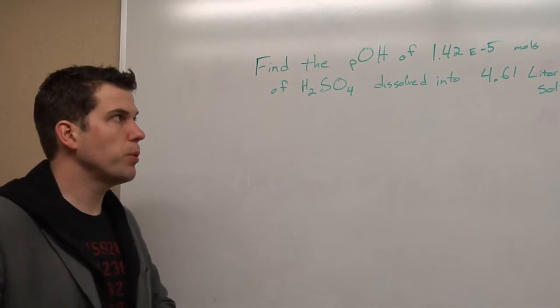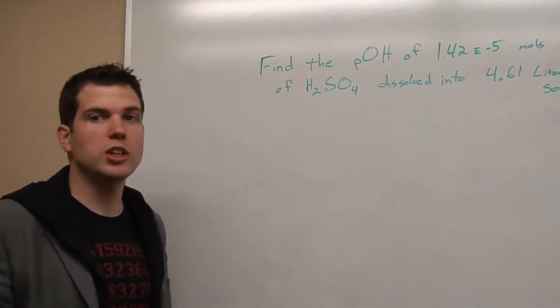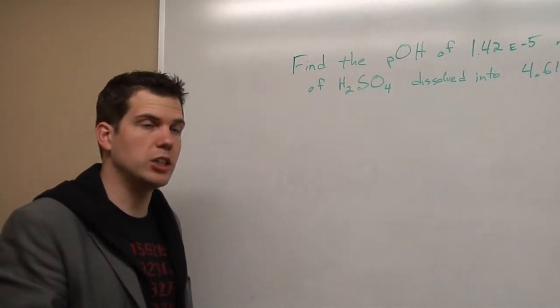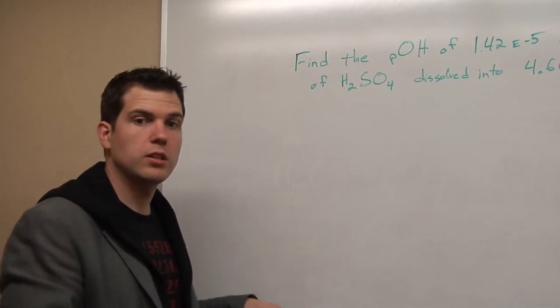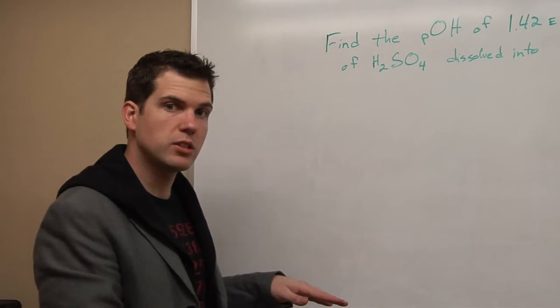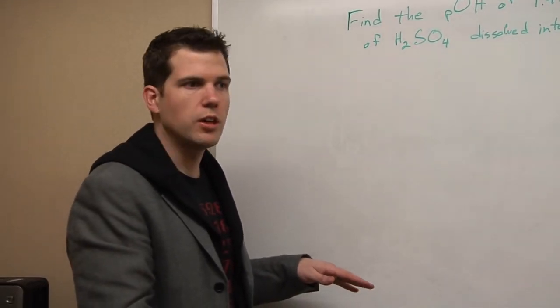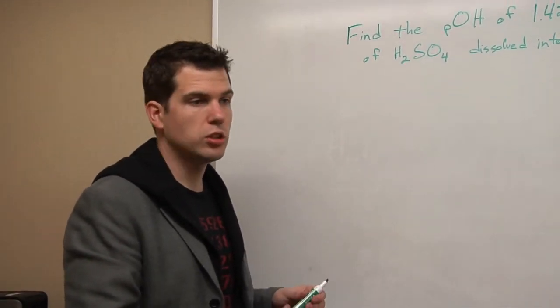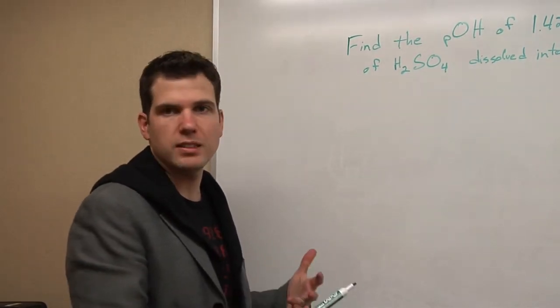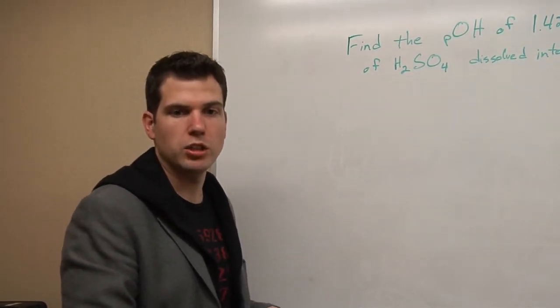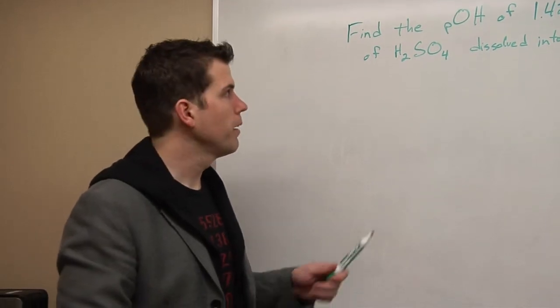acid. So before we even get started, we should expect the pH to be between 0 and 7, which means if you do 14 minus something between 0 and 7, then the pOH should be between 7 and 14. That's the acceptable range for what we're looking for.